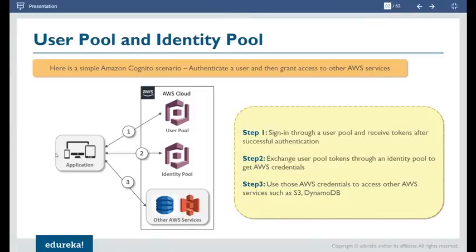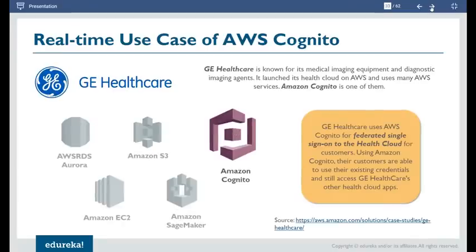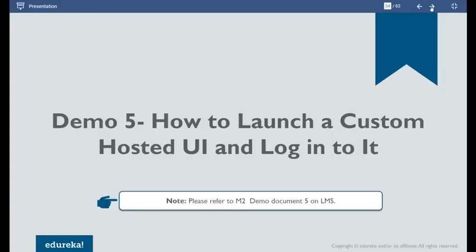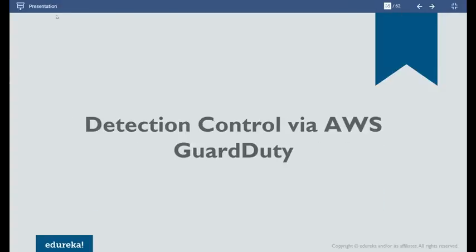So this is how it works. As a user of an application, you try to log into the application. It will check the user pool details, and then the identity pool details, and then it will allow you access. So AWS will take care of the authentication, and it will allow you single sign-on. A very good example is GE Healthcare. GE Healthcare have been using AWS Cognito for authentication to their infrastructure.